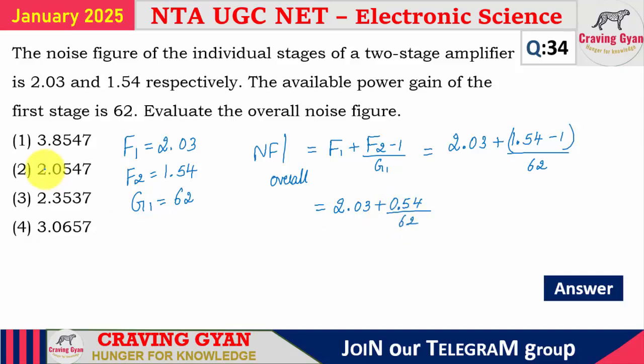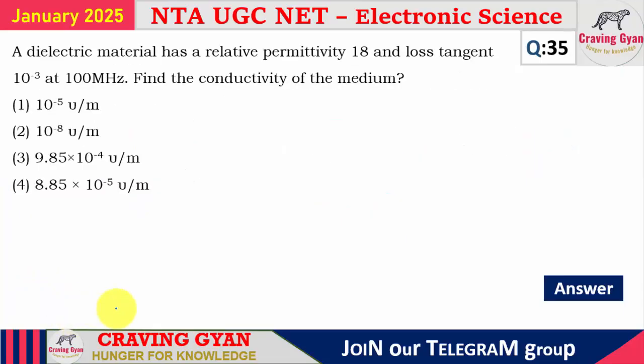So based on this, if I am solving, which is the option I am going to get? Option 2 is correct, nothing but 2.0547. In the 35th question, what they're asking is: the dielectric medium has a relative permittivity of 18 and the loss tangent is 10 power minus 3 at the frequency of 100 megahertz. Find the conductivity of the medium.